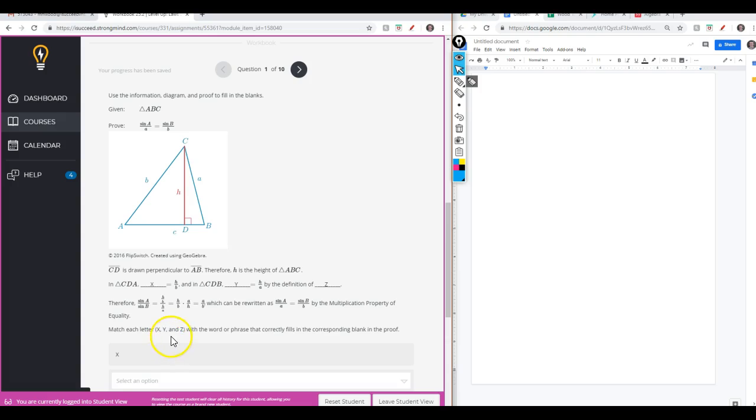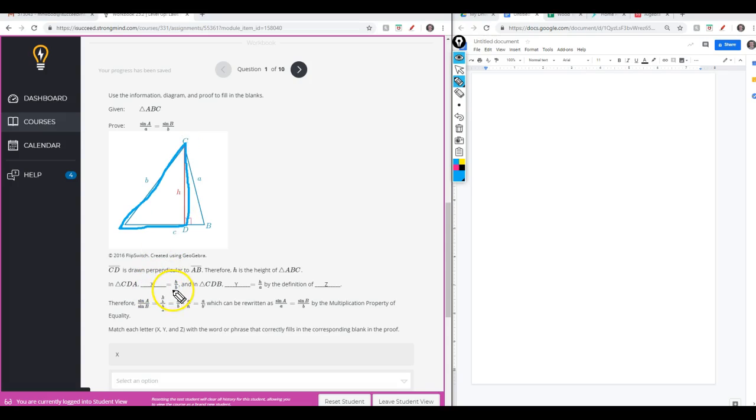Match each letter X, Y, and Z with the word or phrase that correctly fills in the corresponding blank in the proof. Okay, so let's just start with the triangles they're giving us. Triangle CDA. Alright, triangle C to D to A.